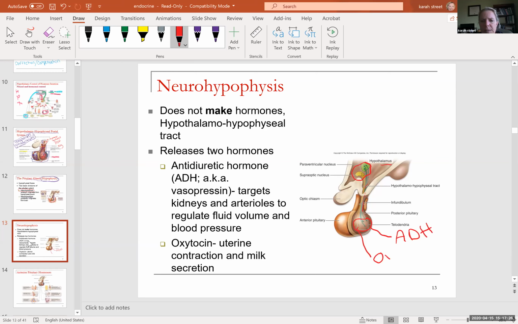Or they're releasing oxytocin, which causes smooth muscle contraction, either in low amounts for orgasms, or in higher amounts for uterine contractions for labor and delivery, or moderate amounts for breast milk expression, meaning to get the glands to release the milk.